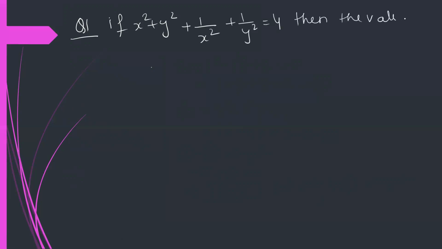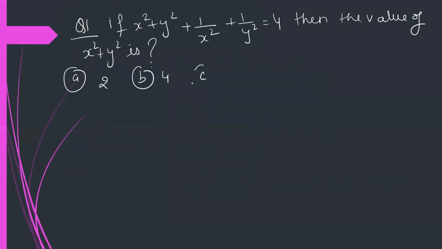Question number 1 for your homework is, if x square plus y square plus 1 over x square plus 1 over y square equals 4, then the value of x square plus y square is option A 2, option B 4, option C 8, and option D is 16.